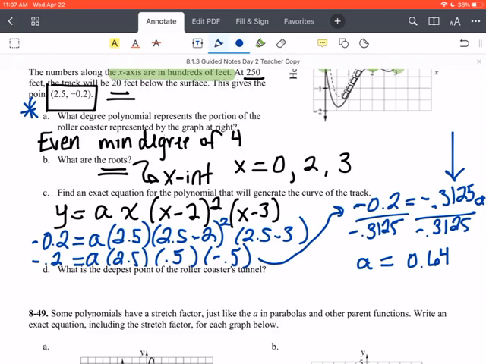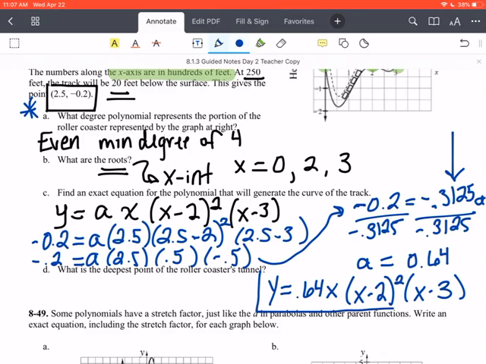Okay, so our a is going to be replaced with 0.64. So we have y equals 0.64x times x minus 2 quantity squared times x minus 3. So there is the exact equation of the coaster that they were wanting us to look at. Okay, so now let's see here.